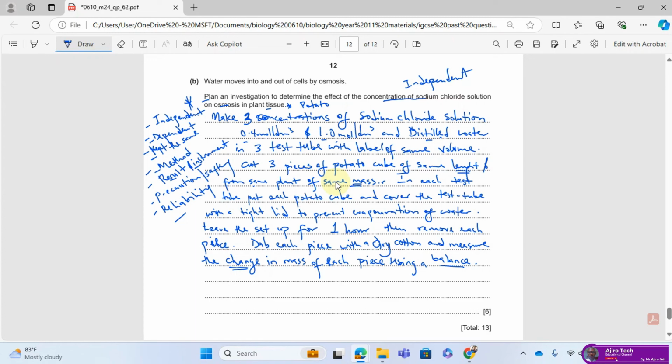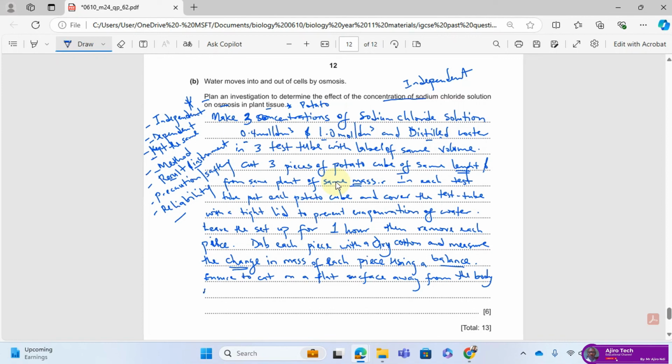What precaution or safety are we going to take, and reliability? So for precaution of safety, you say ensure to cut on a flat surface, while cutting the piece on a flat surface away from the body, so you don't injure yourself. And that's your precaution.